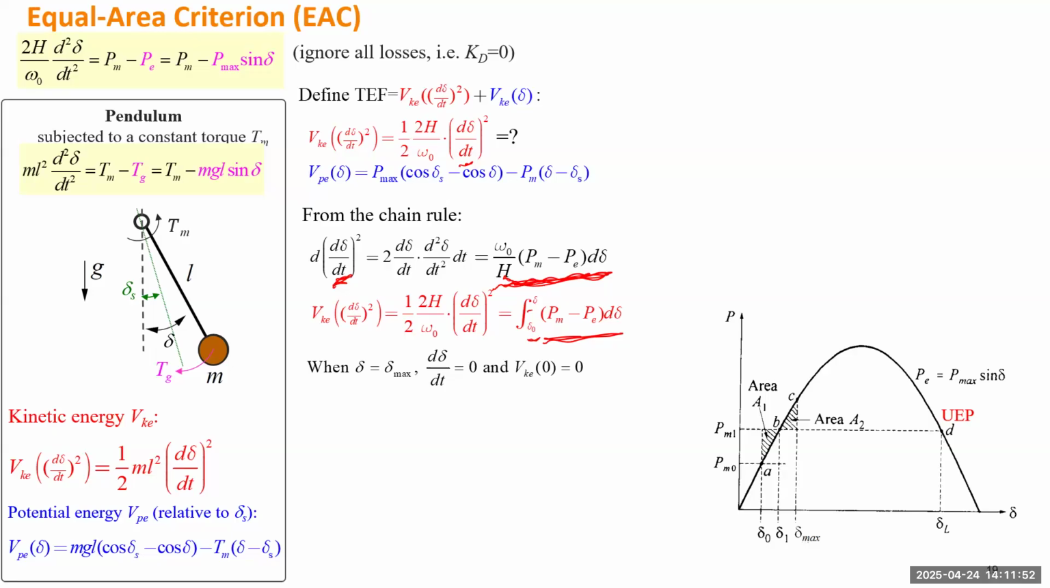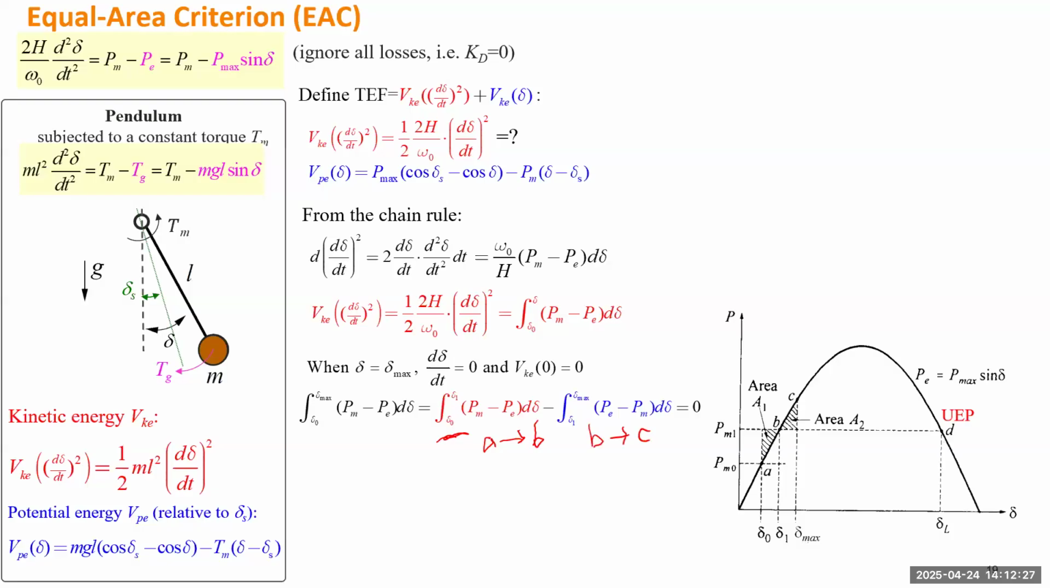So when the angle reaches the maximal value, which is the point C, the speed will be 0. Kinetic energy also has to be 0. Then we'll know this function has to be 0. So this function is the integration from the initial angle to the maximum angle. We partition this integral into two parts. The first part is we only integrate from delta 0 to point B, so this is from A to B. The second is from B to C.